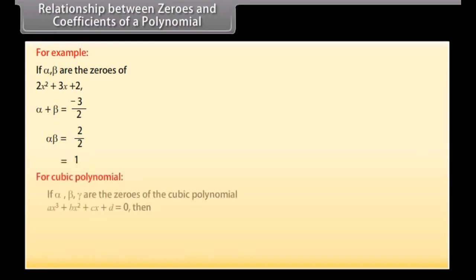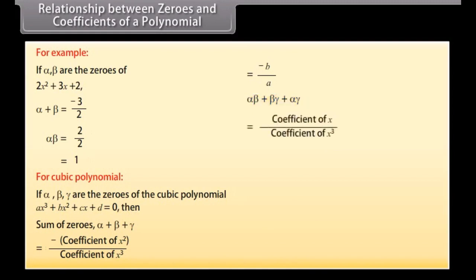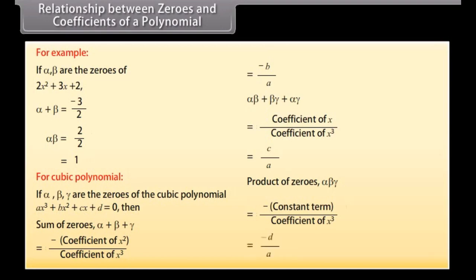For cubic polynomial, if alpha, beta, gamma are the zeros of the cubic polynomial ax cube plus bx square plus cx plus d is equal to 0, then sum of zeros, alpha plus beta plus gamma, is equal to minus coefficient of x square upon coefficient of x cube, which equals minus b upon a. Alpha beta plus beta gamma plus alpha gamma is equal to coefficient of x upon coefficient of x cube, which equals c upon a. Product of zeros, alpha beta gamma, is equal to minus constant term upon coefficient of x cube, which equals minus d upon a.